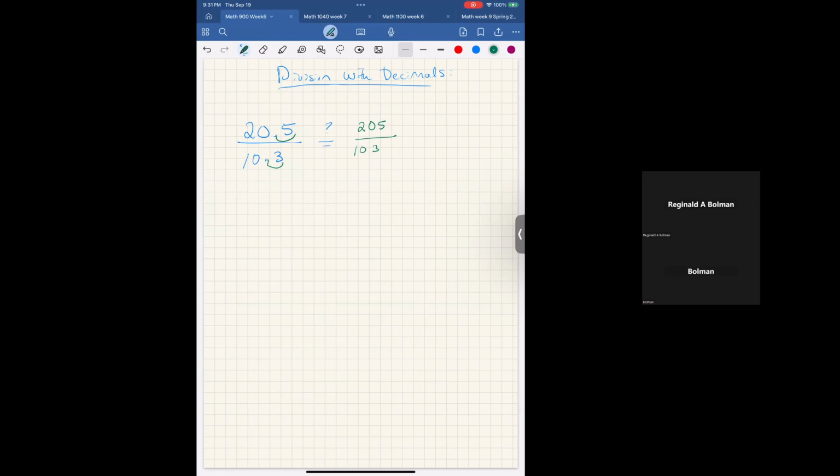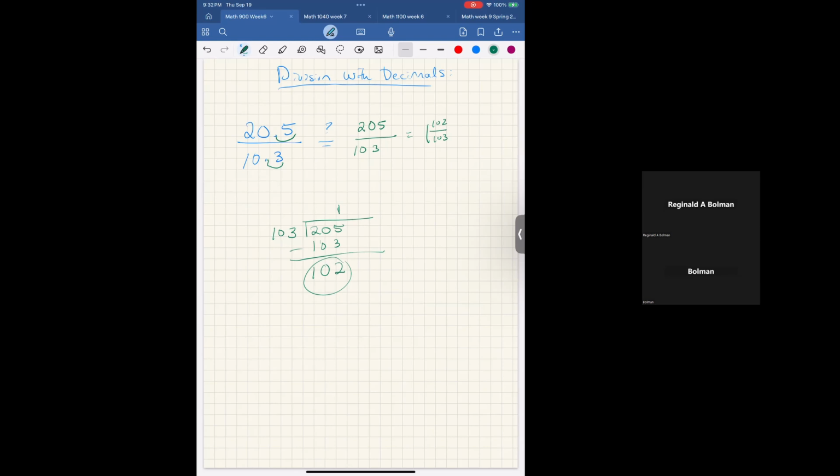And so, for example, we could try in this instance to divide 103 into 205. And 103 will in fact go one time into 205. 1 times 103 gives you 103. And if you subtract 205 minus 103 should give you, well, 5 minus 3 is 2, 0 minus 0 is 0, and 2 minus 1 is 1. So 102 as a remainder. So you've got 1 and 102 parts from 103 as your remainder.